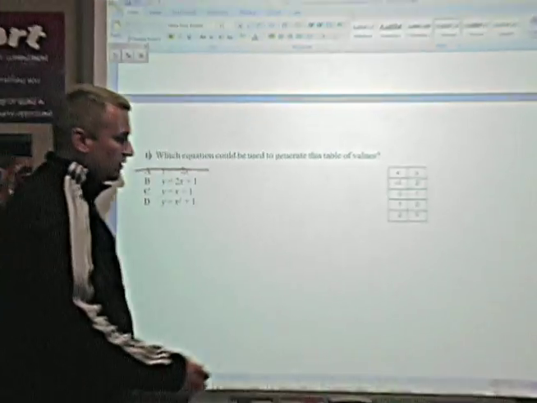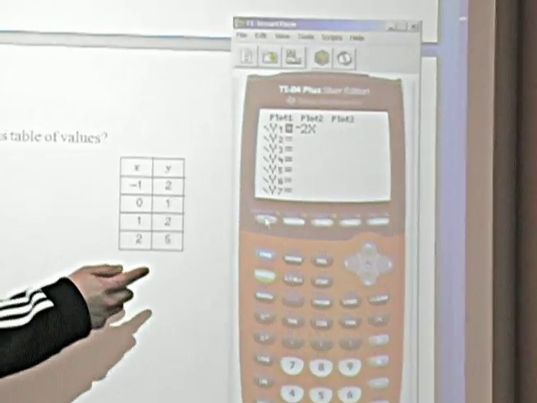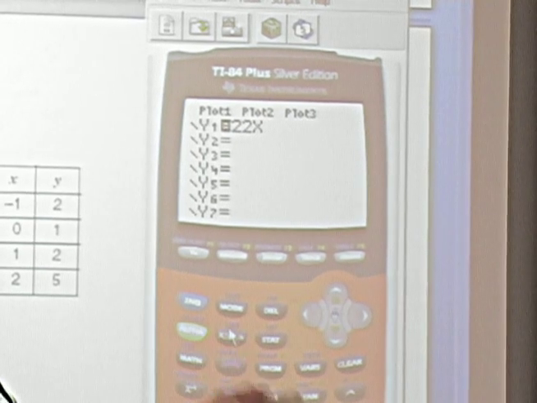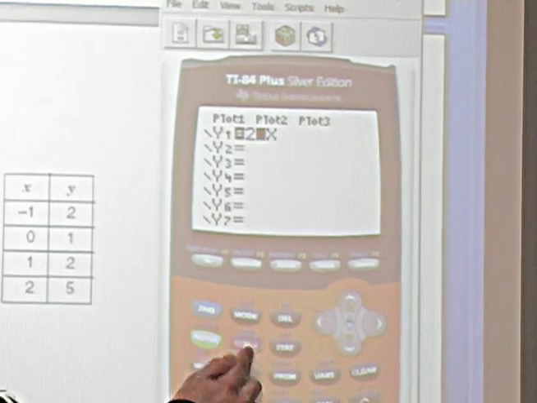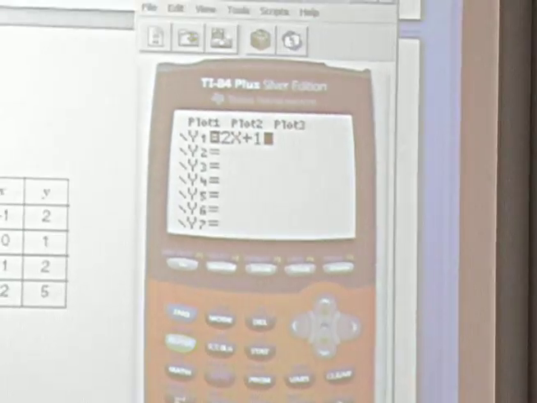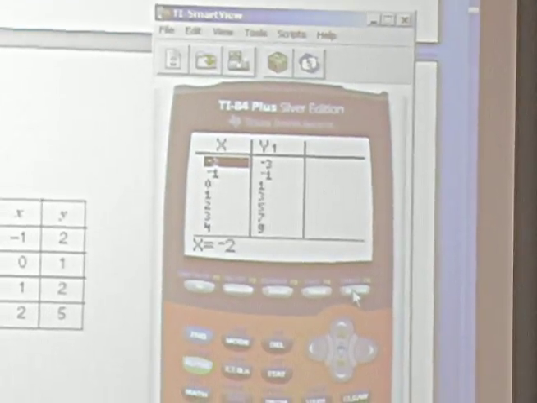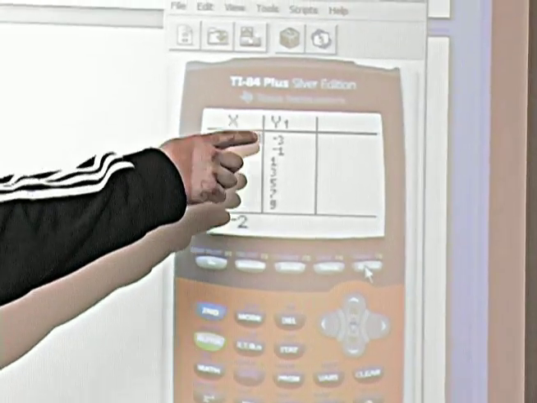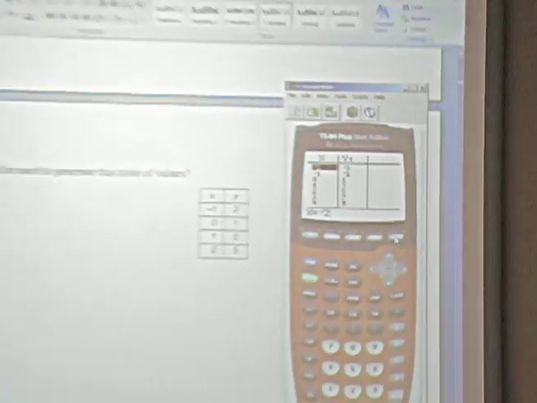So I'm going to go ahead and choose answer choice B. And I'm going to work through this. I'm going to hit y equals and type in 2x plus 1. And then second graph, which will give me the table. And then by looking at the first one, I've got -1, -1. It doesn't match up, so answer choice B is wrong as well.